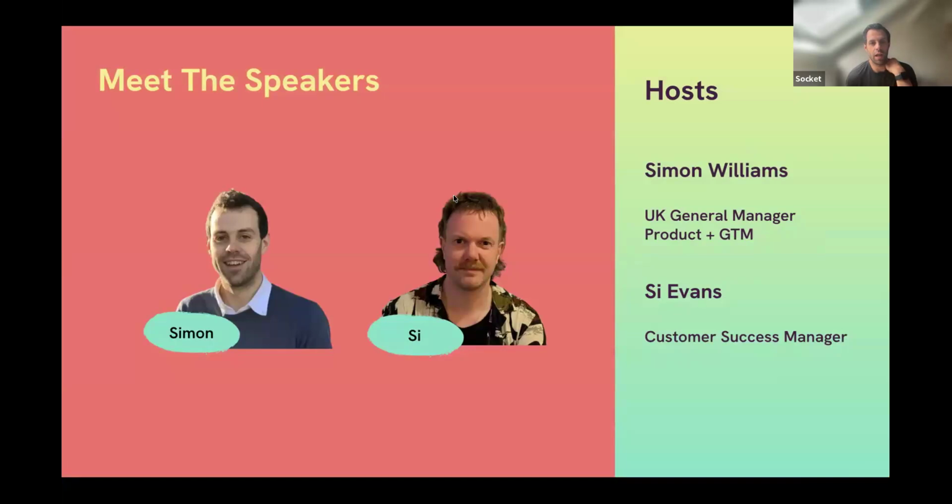Before we do that, two dreadful pictures of ourselves. I am Simon, I head up product and go to market at Socket, and I'm joined by Sai. Hello. We definitely need a new picture, I think. Yeah, he's lost his moustache. He's our customer success manager. We'll call ourselves Simon and Sai, and that's how you know the difference between us.